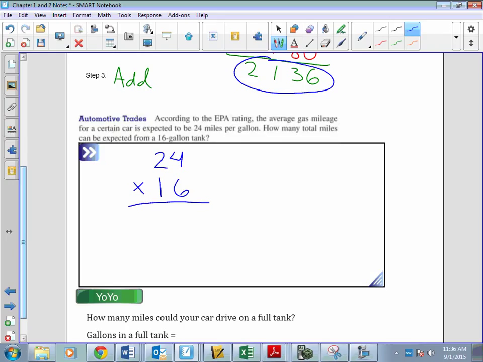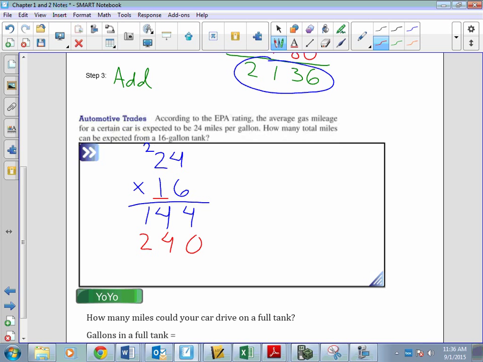And I do my multiplication. 6 times 4 is 24. 6 times 2 is 12, plus an additional 1 is 144. That's really, if we're doing 24 times 6. Now I'm going to do the 1. So worrying about the 1, I need to put an additional 0 here. 1 times 4 is 4. 1 times 2 is 2.